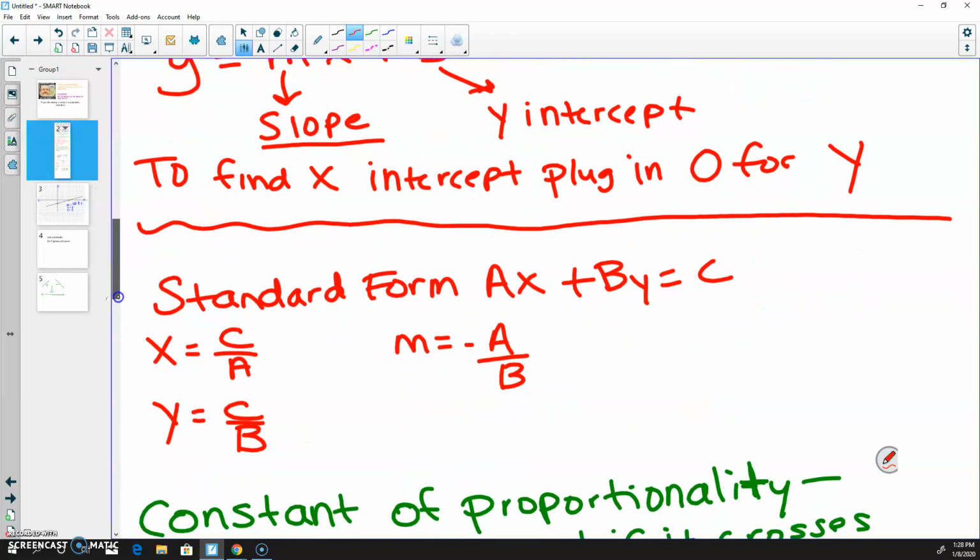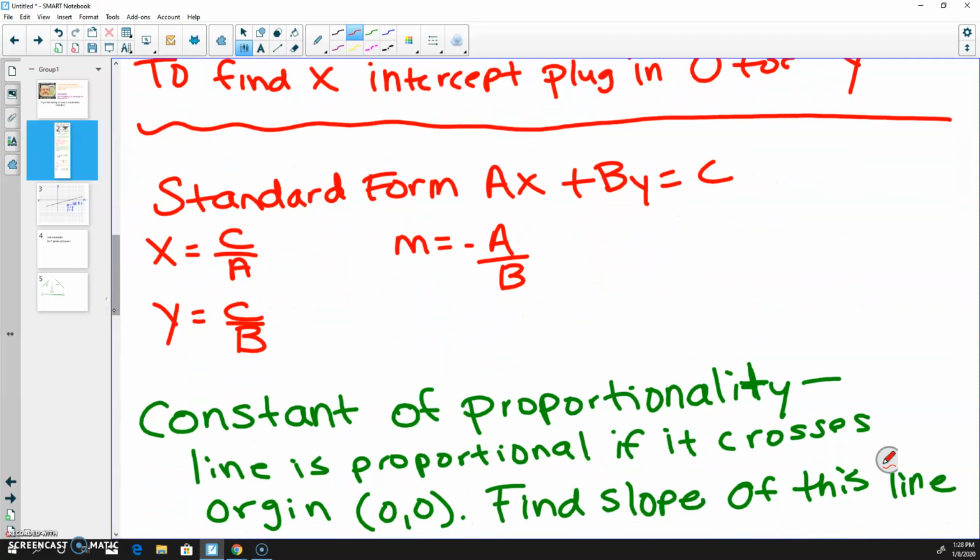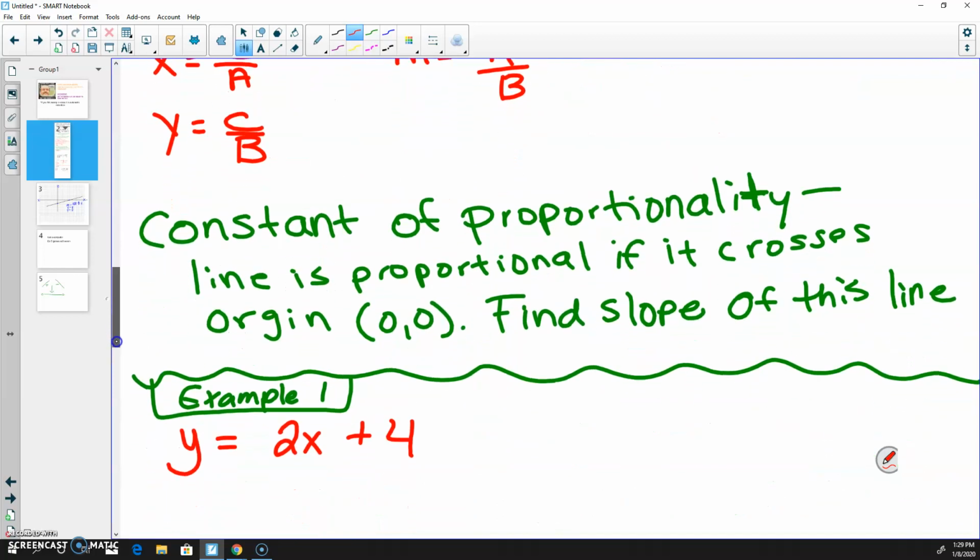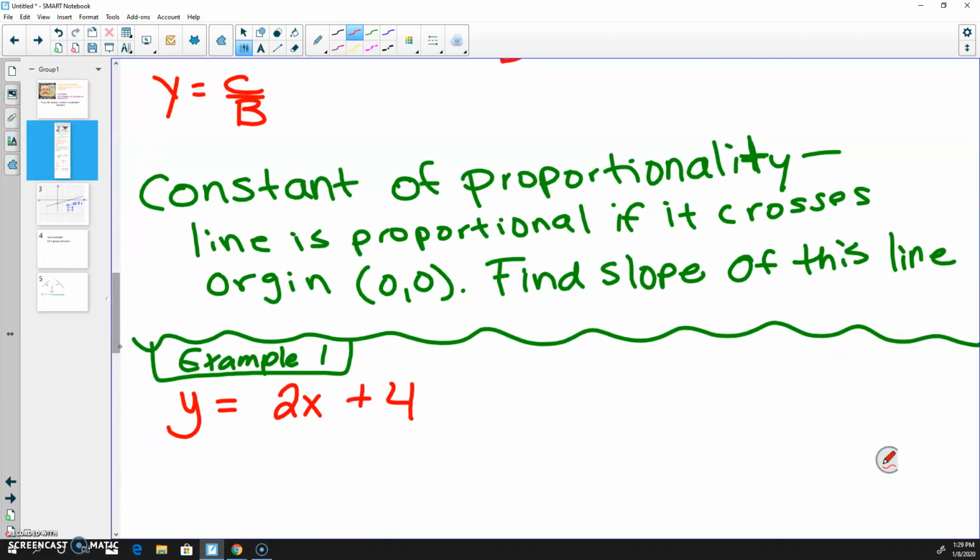You have standard form. In standard form, A always goes with x, B always goes with y, and C is always by itself. To find x, we take whatever C is and divide it by A. To find y, we take whatever C is and divide it by B. And to find m, we make A negative and divide it by B. What if A is already negative? A negative and a negative make a positive. Constant of proportionality just means it goes through the origin. They want you to find the slope when it goes through the origin.